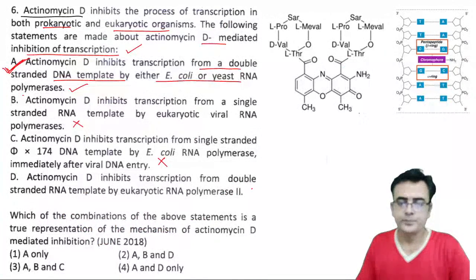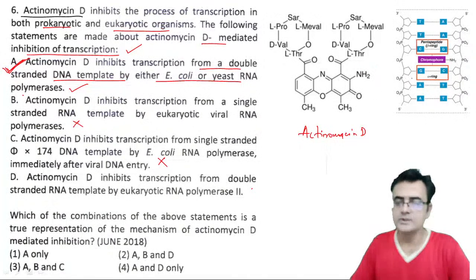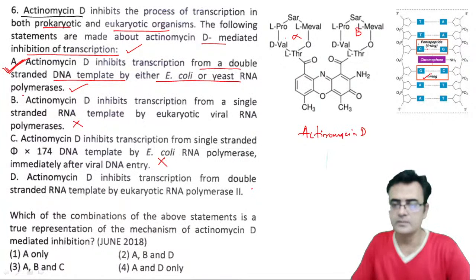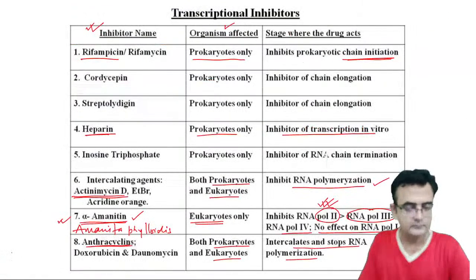So here again we come to the question. This is the structure of actinomycin D. Here you can see it has an alpha ring and a beta ring. This is the alpha ring, and this is the beta ring. They intercalate in between the bases, and that's how they inhibit transcription. So here the correct answer is 1, only A. Actinomycin inhibits the transcription from the double-stranded DNA template by either E. coli or the RNA polymerase of the yeast, a eukaryote. All right.